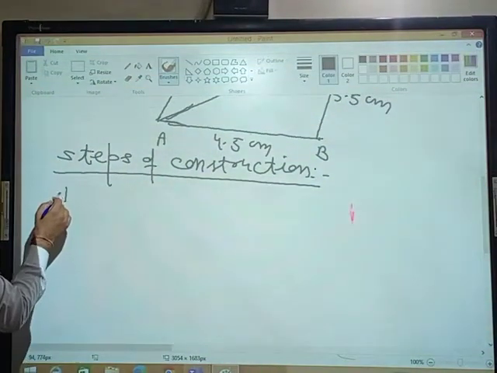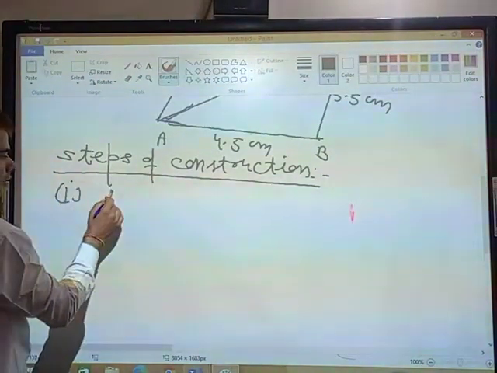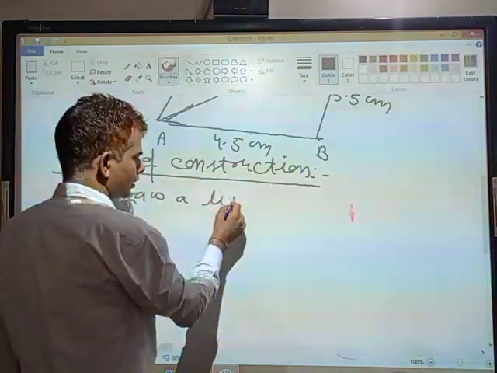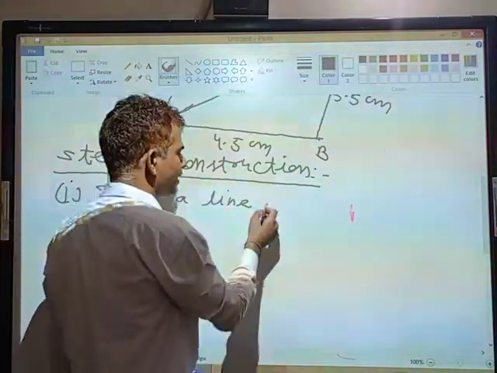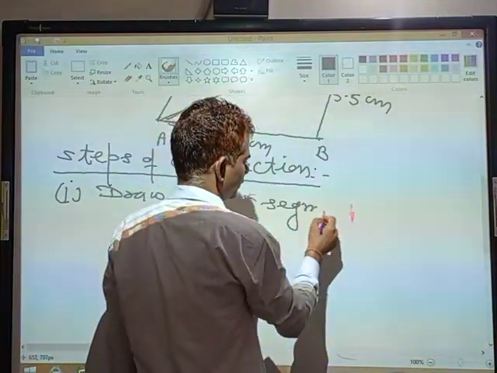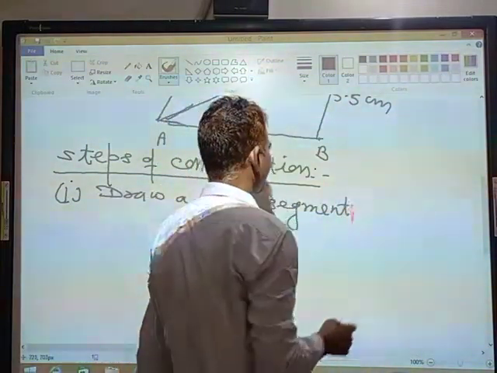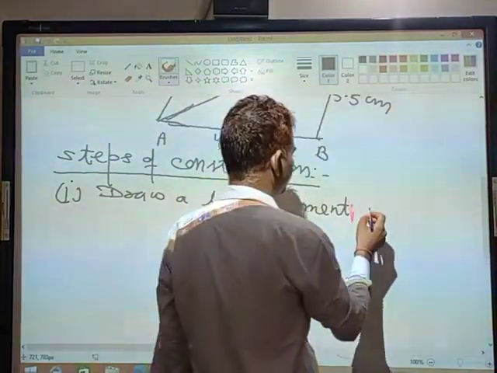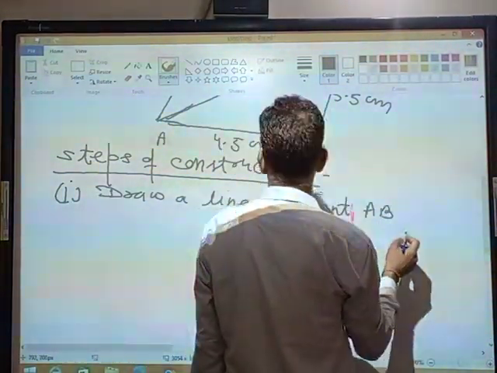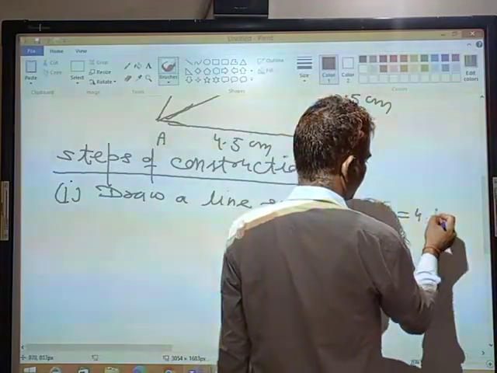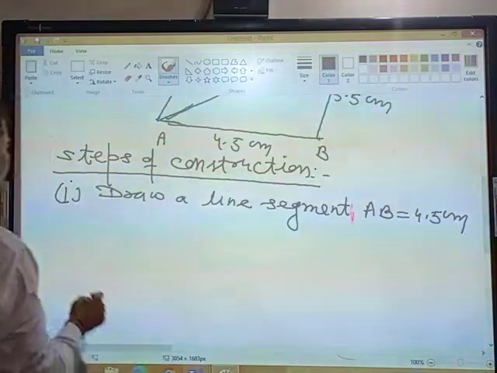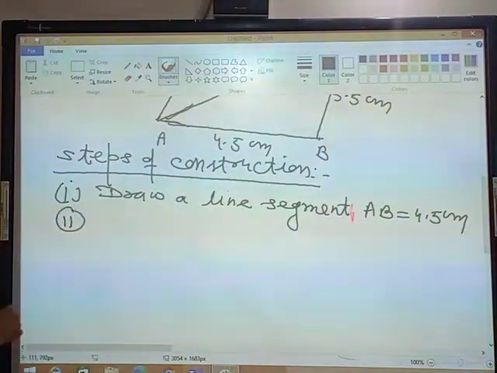Sir, we will draw a line segment AB equal to 4.5 centimeter. Draw a line segment AB, 4.5 centimeter. Any doubt? Any problems? No, sir. Okay?